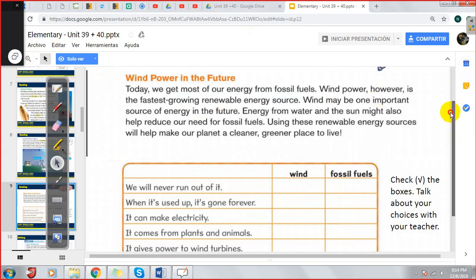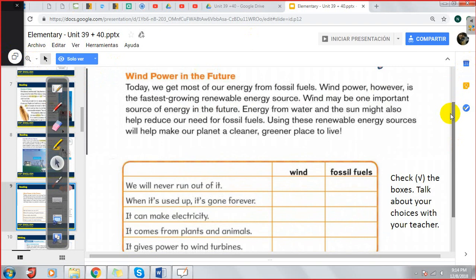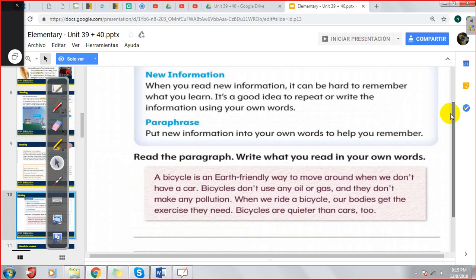Okay. Wind power in the future. Today, we get most of our energy from fossil fuels. Wind power, however, is the fastest growing renewable energy source. Wind may be one important source of energy in the future. Energy from water and the sun might also help reduce our need for fossil fuels. Using these renewable energy sources will help make our planet a cleaner, greener place to live.